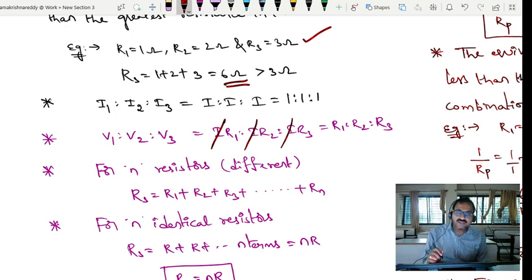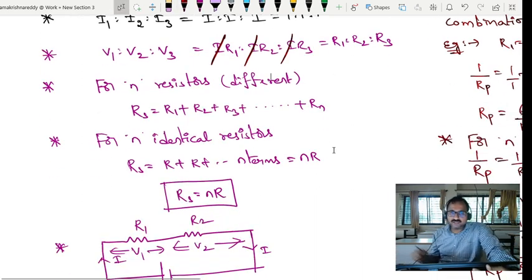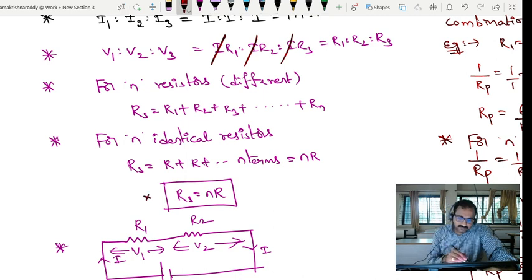But remember, here the conditions are different resistors connected in series. That is the main formula, but for identical resistors, which is very important: for n identical resistors in series combination, we get R plus R, N terms, that is NR. So this is one of the important formulas. When N resistors are connected in series and all are identical, the effective or equivalent resistance is RS is equal to NR.